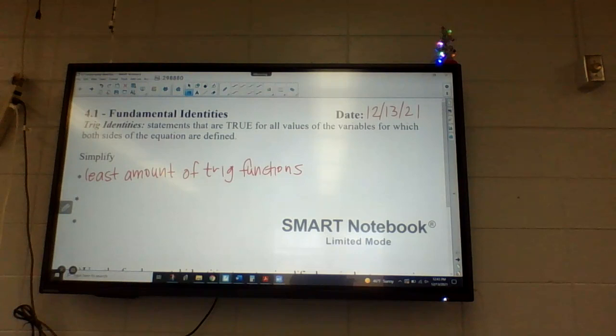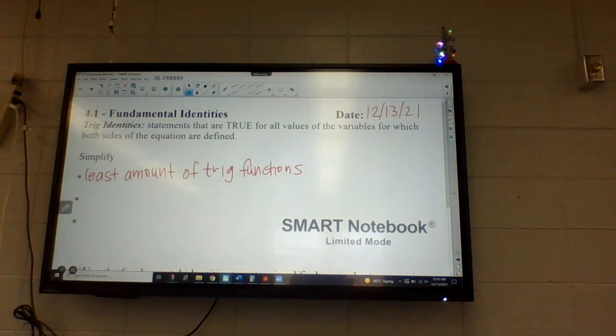How about secant? What can I do with that? It's 1 over cosine. Again, if you need your sheet, feel free to use that. Now sine is already in its own form, and I don't know that I would switch that. I'm going to put it over 1 to make it a fraction.